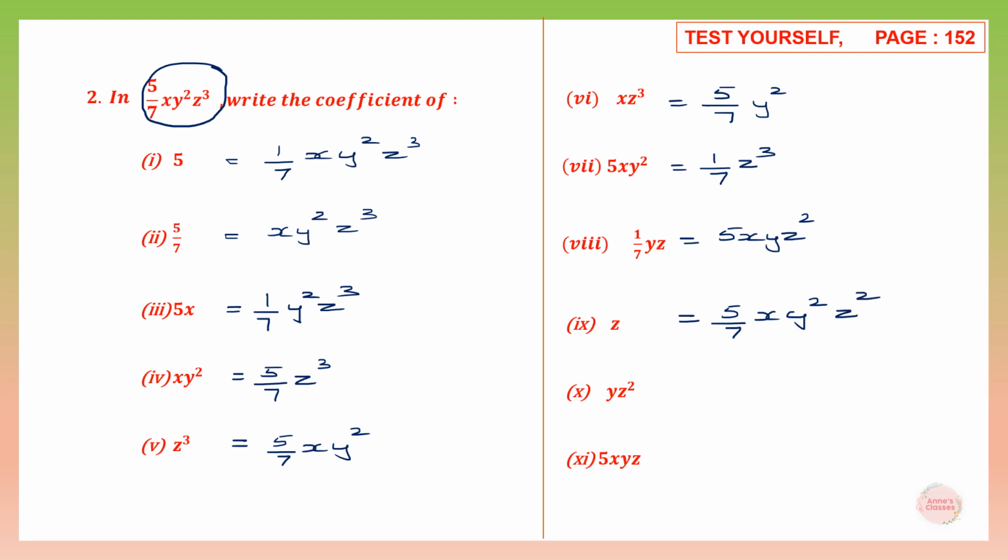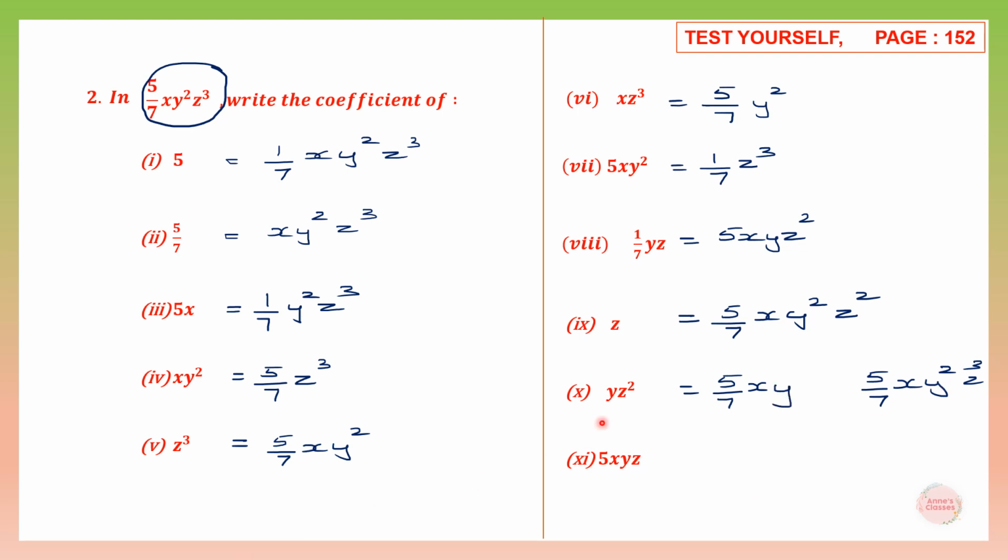Next one, we have to remove y z square. So let's write the question. 5 by 7 x y square z cube. So we have to remove 1 y and 2 z. So let's write the rest as it is. So 5 by 7 we can write as it is. X we can write as it is. Now y, we have to remove only 1. Here we have 2. So 2 minus 1 is 1. So 1 y is still left.